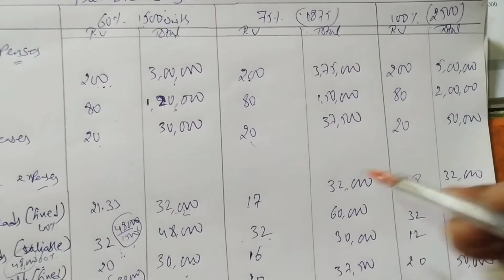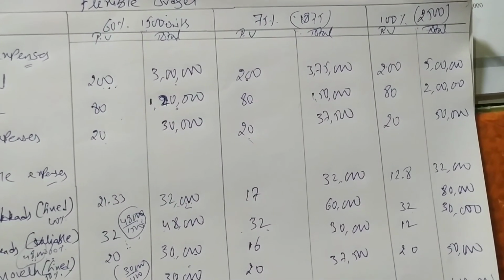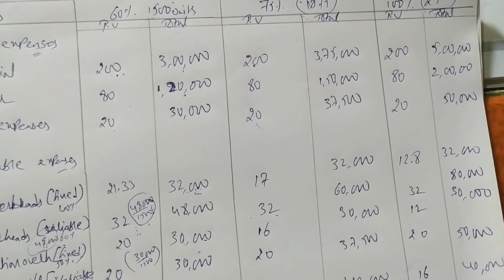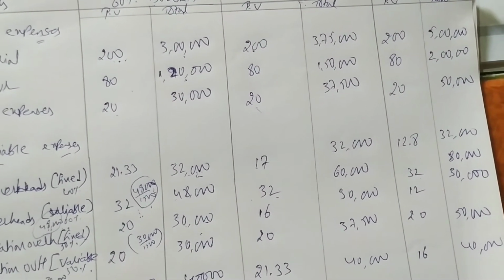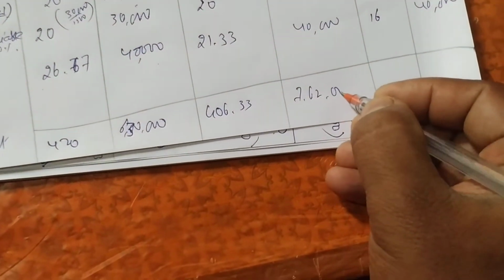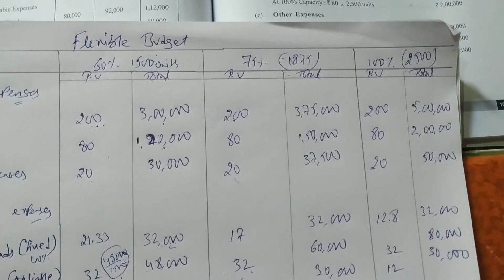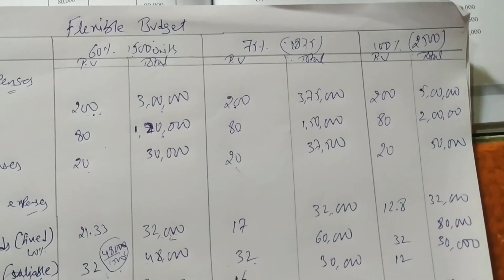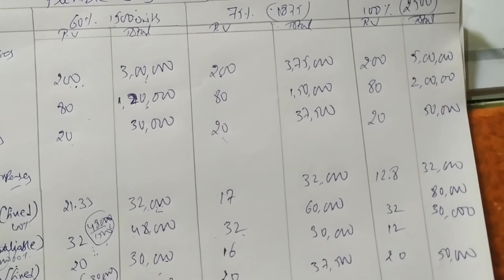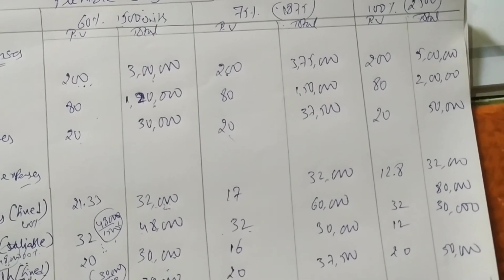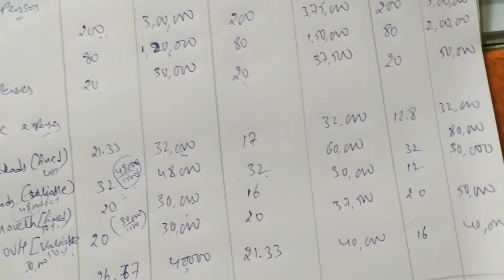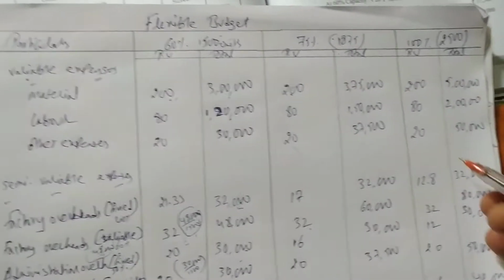Now I have to do the total of this. 3,75,000 plus 1,50,000, 37,500, 32,000, 60,000, 30,000, 37,500, 40,000. Getting 7,62,000. Let me cross check once. 3,75,000, 1,50,000, 37,500, 32,000, 60,000, 30,000, 37,500 plus 40,000. 7,62,000.